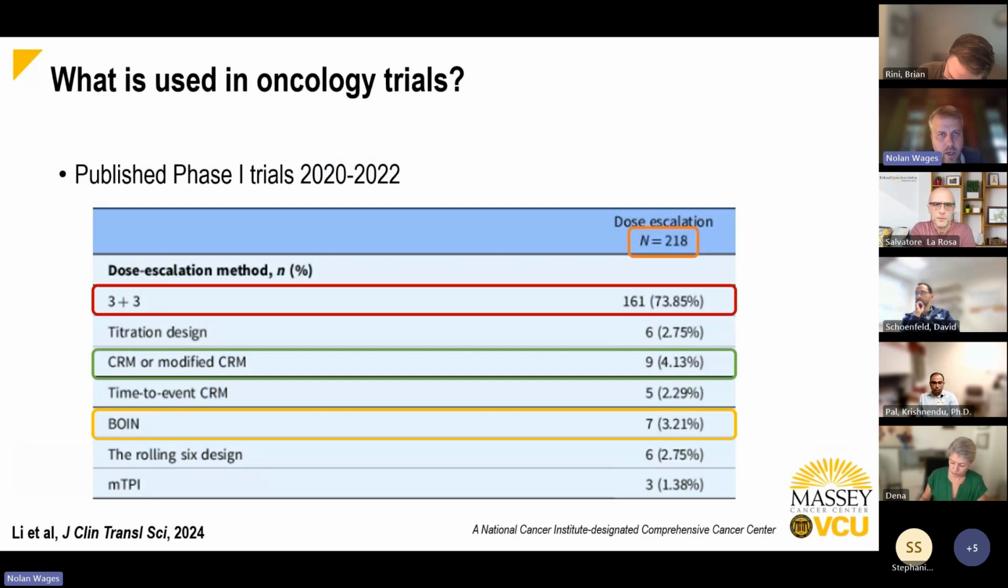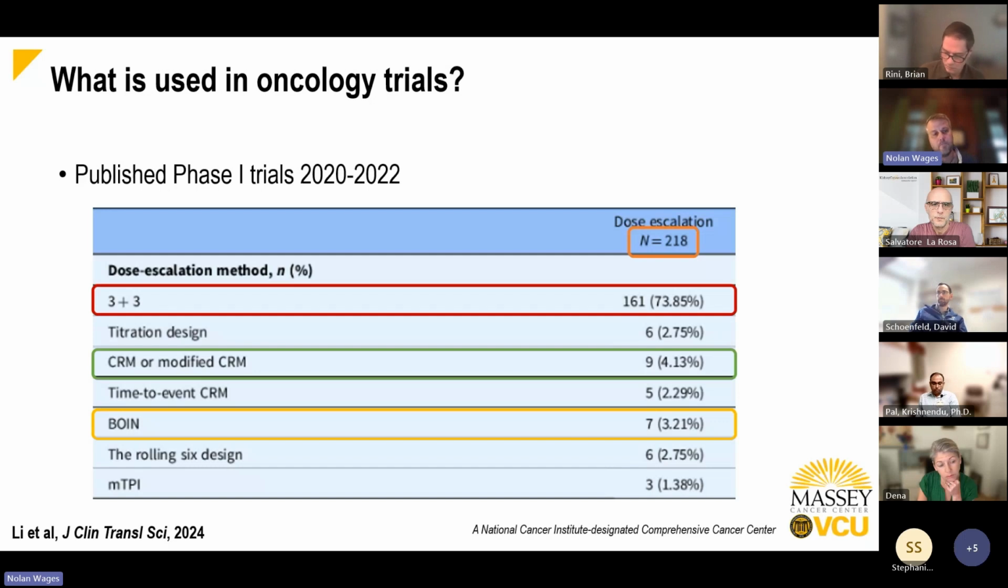So what's used typically in oncology trials? This is a very recent report on which methods were used in trials published from 2020 to 2022. You can see that these authors evaluated 218 dose escalation studies, and the 3+3 was used in 161 of them, so that's 74%. The CRM, or some modified version of that, was used in only 9 trials, that's 4%, and the BOIN method was used in 3% of the trials, or 7 trials.